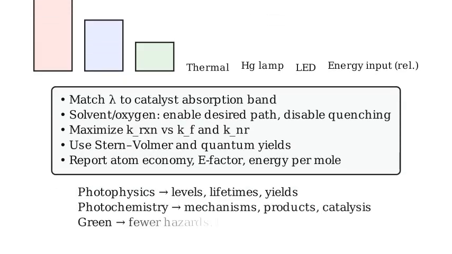Summary: photophysics tells us how molecules handle light, excitation, and decay. Photochemistry turns that energy into bonds, guided by rates, yields, and selectivity. Green chemistry integrates both to deliver cleaner, safer, and energy-efficient synthesis, verified by quantitative metrics and clear graphs.